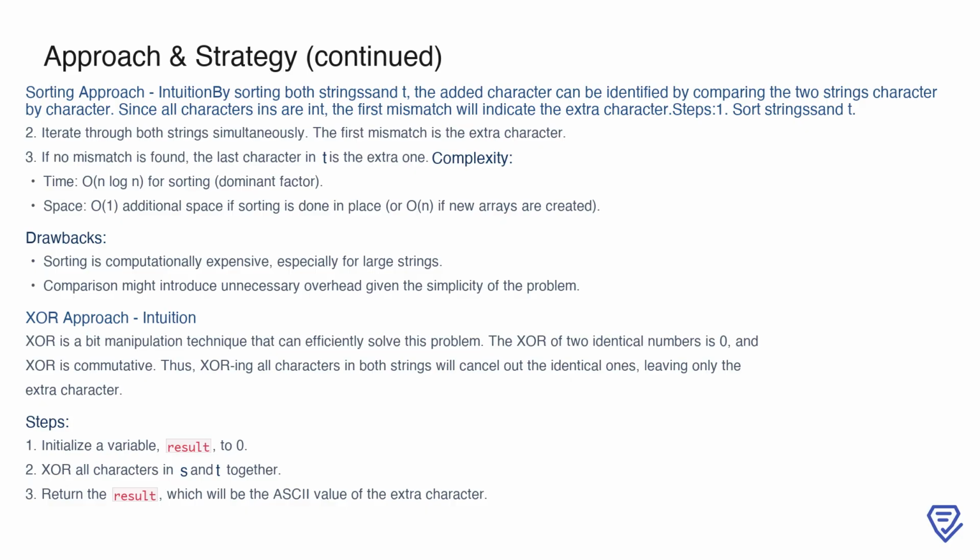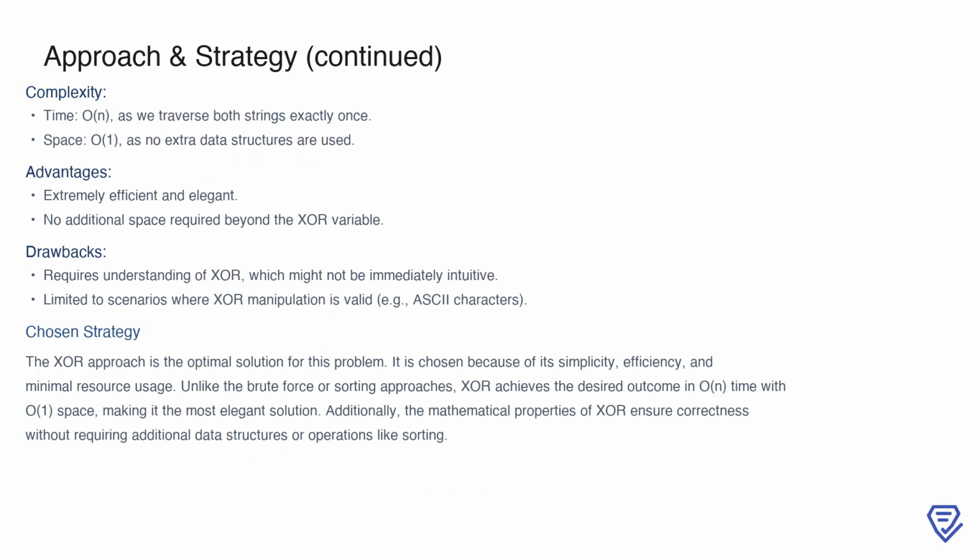As an alternative, we can also consider the XOR approach, which is a more efficient solution making use of bit manipulation. By XORing all characters in both strings, identical characters cancel each other out, leaving only the extra character. This approach is both time and space efficient, requiring only O(n) time and O(1) space. The XOR approach stands out for its efficiency and simplicity.